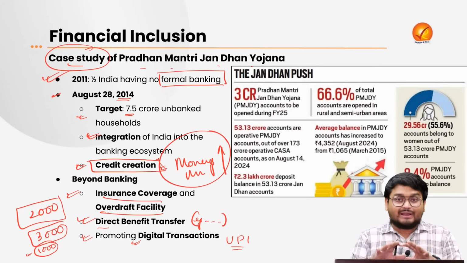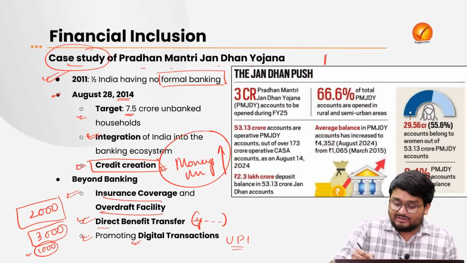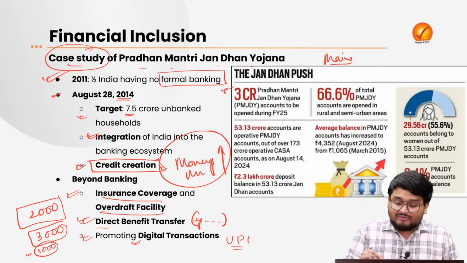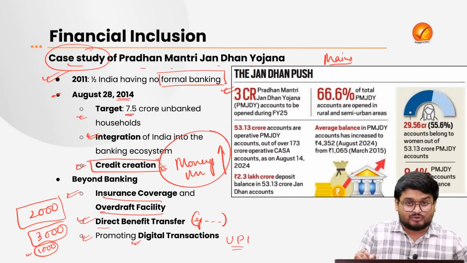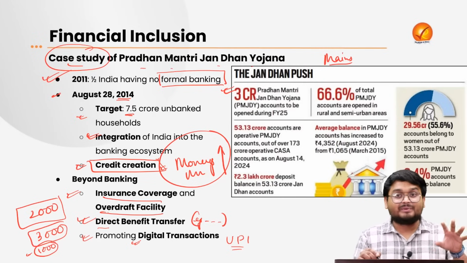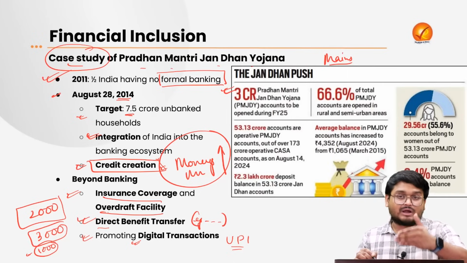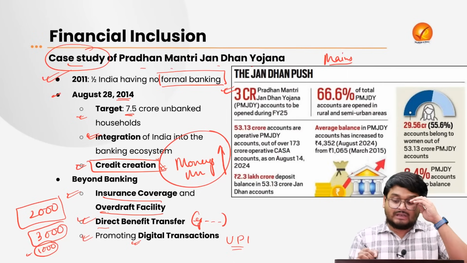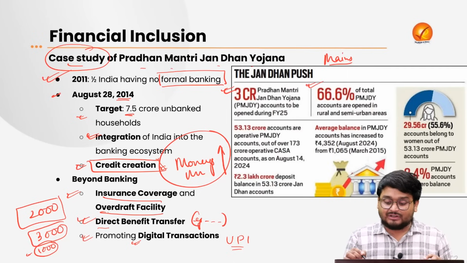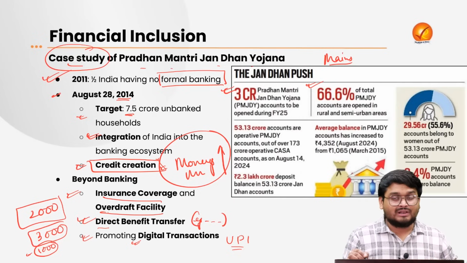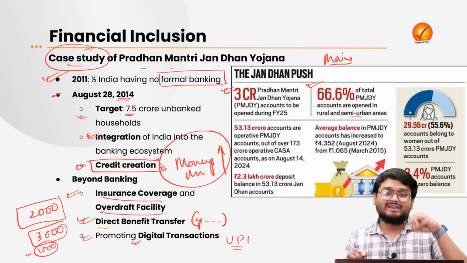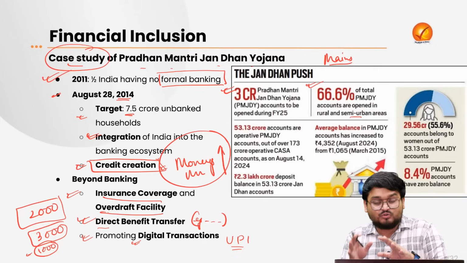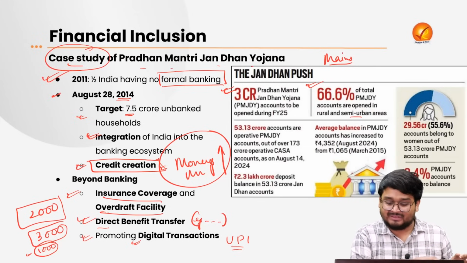And here, if we can look at some of the important data that you can use in your means, right? So as of now, we have to understand for the 2025 financial year, the target is opening 3 crore accounts going forward. And let me tell you, 66% of the total Jan Dhan accounts are opened in the rural and the semi-urban areas. That means more and more of the rural people are also benefiting from them, right?